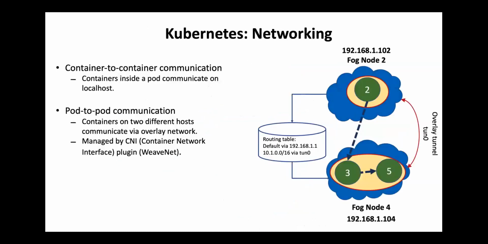So in order to enable networking between the pods, we use Weave Net as an overlay tunneling. Weave Net overlay tunneling stores routing table for communication between the nodes in the Kubernetes cluster, as shown in the figure. With this, we were able to achieve the overlay tunneling between the two pods, which have different IP addresses and are present on different fog nodes.